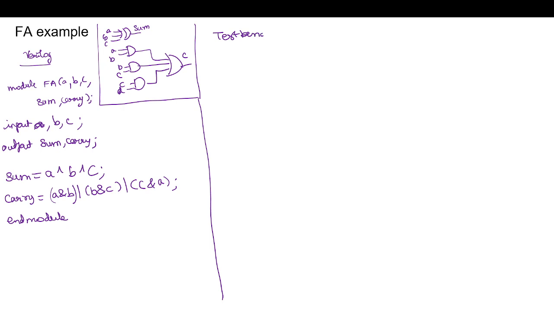Test bench for this model. This is the test bench. So I can also write the variable name as test bench, and then registers A, B, C are the inputs. Outputs are sum and carry. So now I have to instantiate this block, FA.